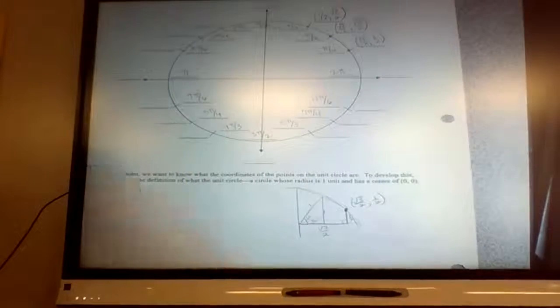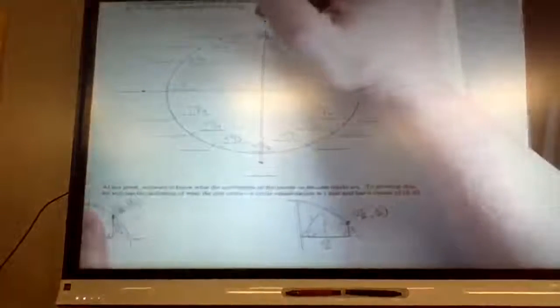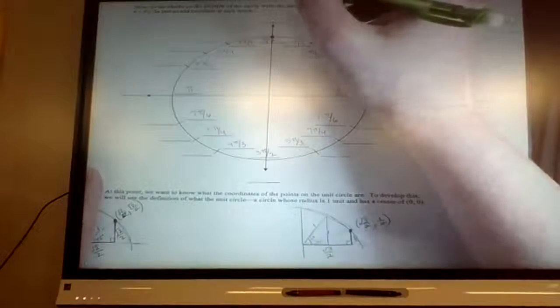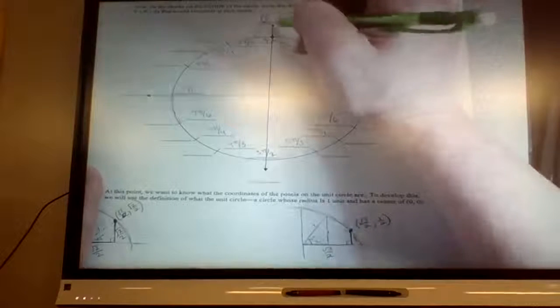If this is the unit circle, what's this point right here? 0, 1. Oh, I thought they asked how far away it was.